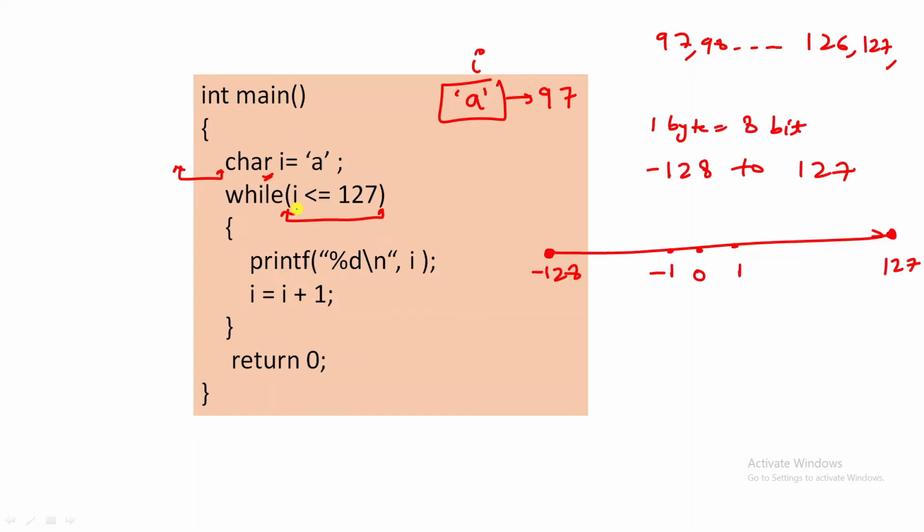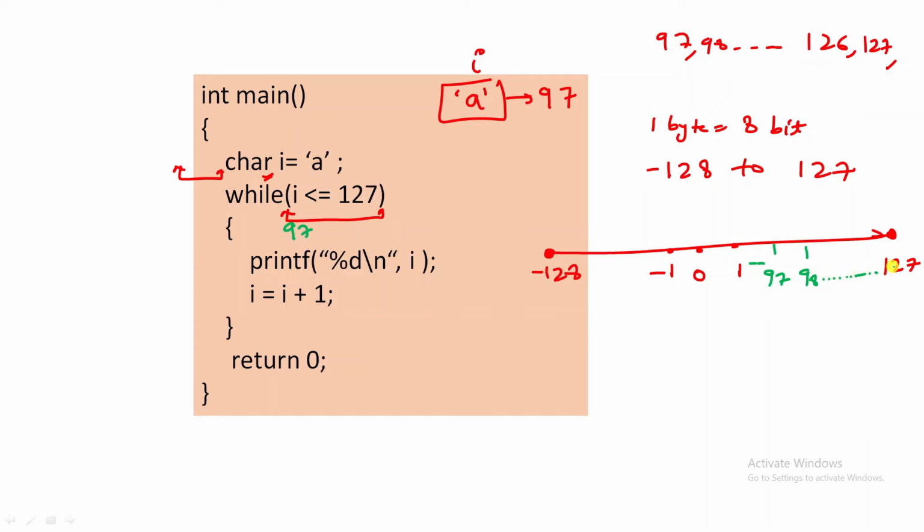And what is the range of the signed character data type? As you know, character is of 1 byte, that means 8 bits. So the range of the signed character is -128 to 127. These values can be accommodated inside a signed char. So when you are comparing I less than 127, that is 97 less than 127, it is true. The same way it will go 97, 98, 99. It will go fine.